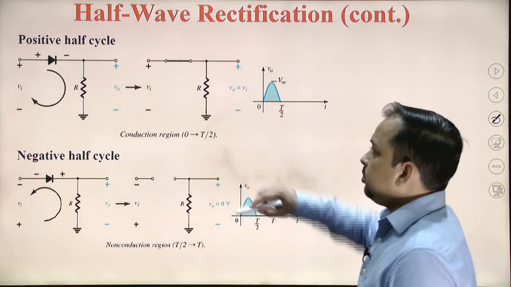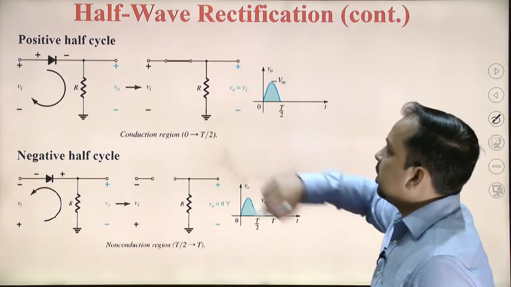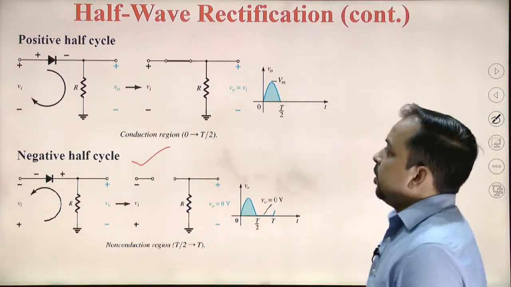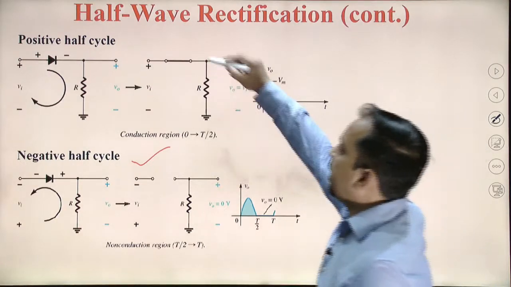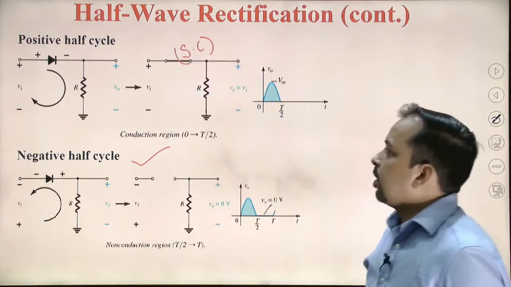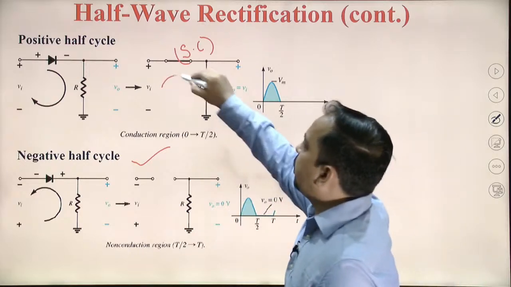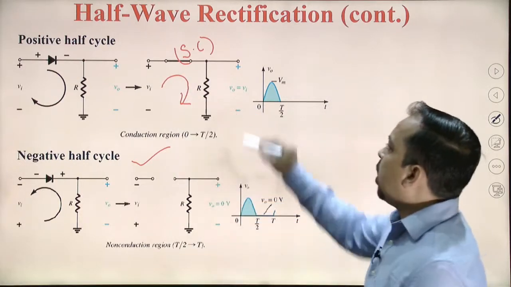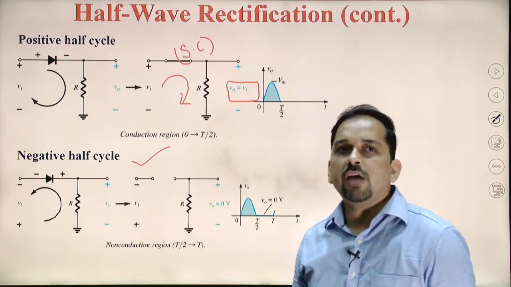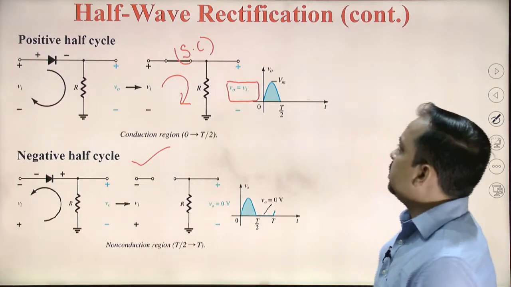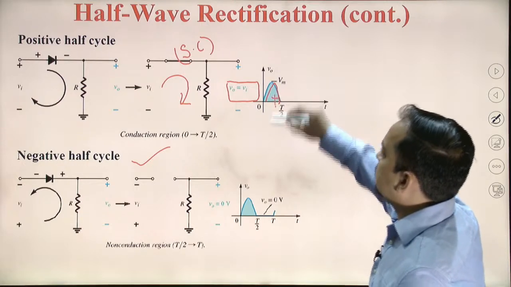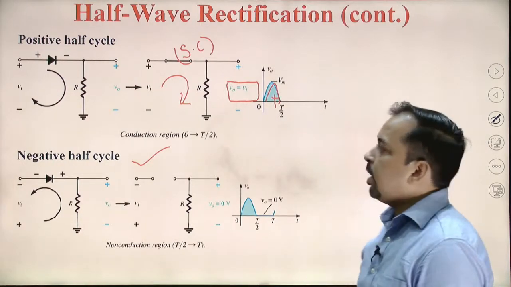We have now considered both cases: first when we apply the positive half cycle, and second when we apply the negative half cycle. During the positive half cycle, as the diode is ideal, it can be replaced by its short circuit equivalent. Once it is a short circuit, the current will flow in a clockwise direction and the output voltage will equal the input voltage. Whatever we apply at the input, the same will be the output, so we get a positive peak similar to the input signal.